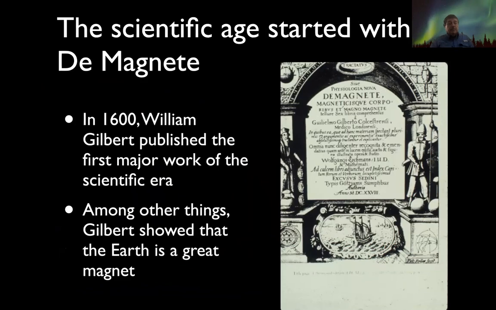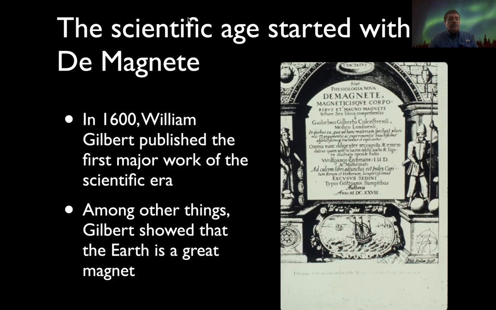Now, the scientific age really began with the study of magnetism. William Gilbert, who was the personal physician of Queen Elizabeth I, published what is widely considered to be the first major work of the scientific era, where he did all kinds of experiments with magnets, disproved all kinds of old ideas that had been floating around since the time of Aristotle. And he did it through experimentation. And so he really was doing science.